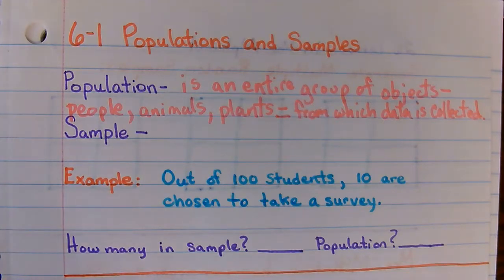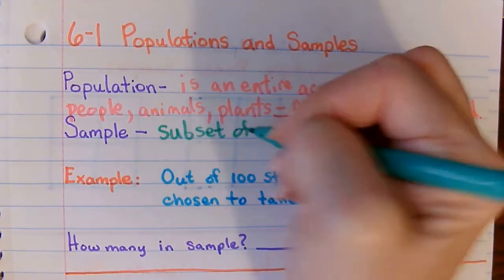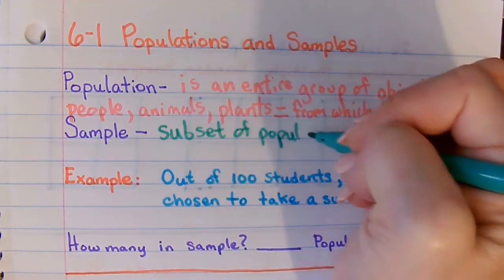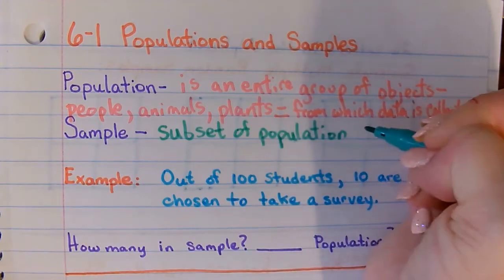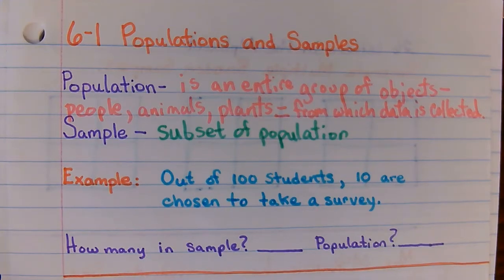Now, let's look at sample. A sample basically is a subset of the population. And basically, it's just exactly what it says. It's a sample of the entire population. Because when you ask a statistical question about a population, it's often more efficient to gather data from a sample of the population instead of getting information from the entire set, which would take so much more time and not be as efficient.